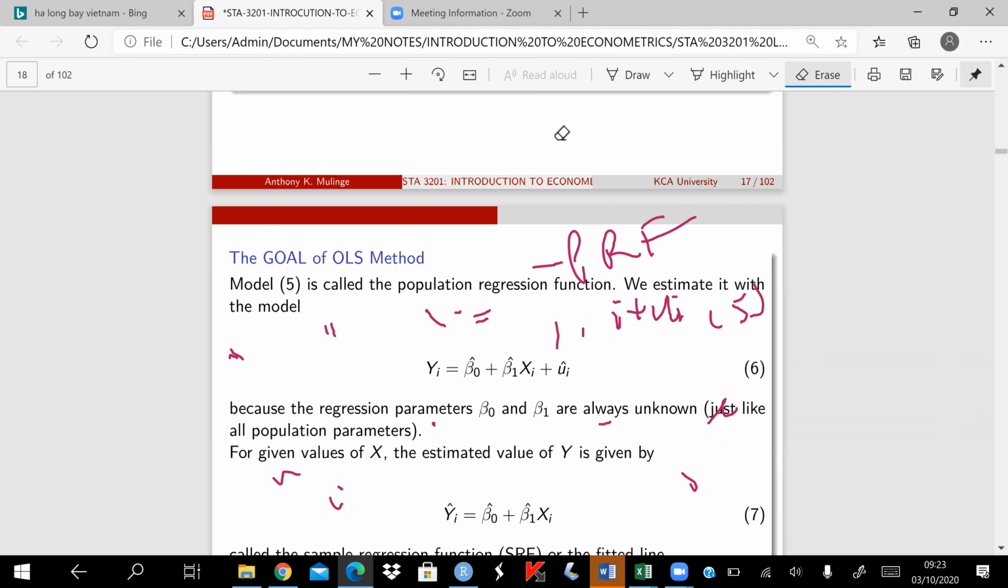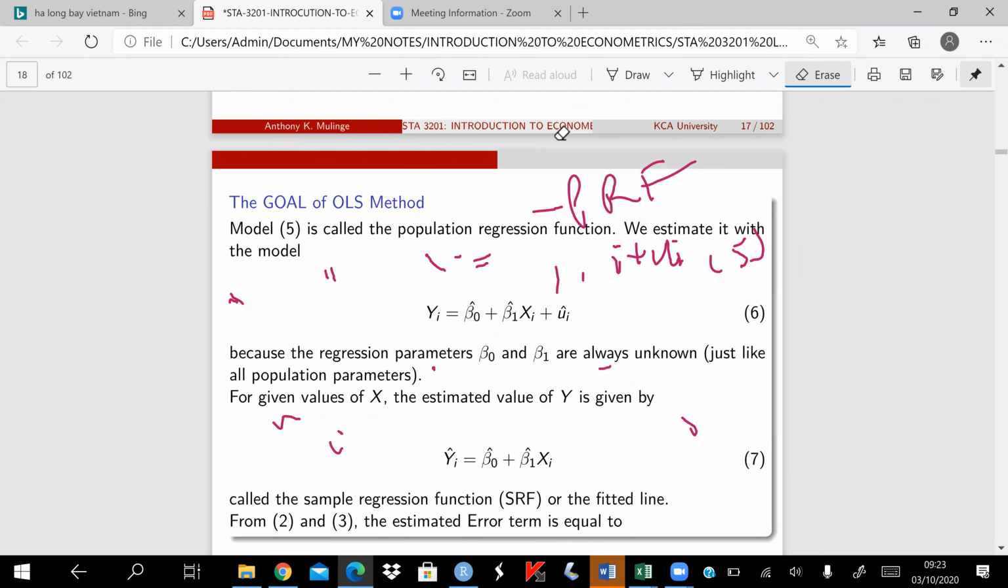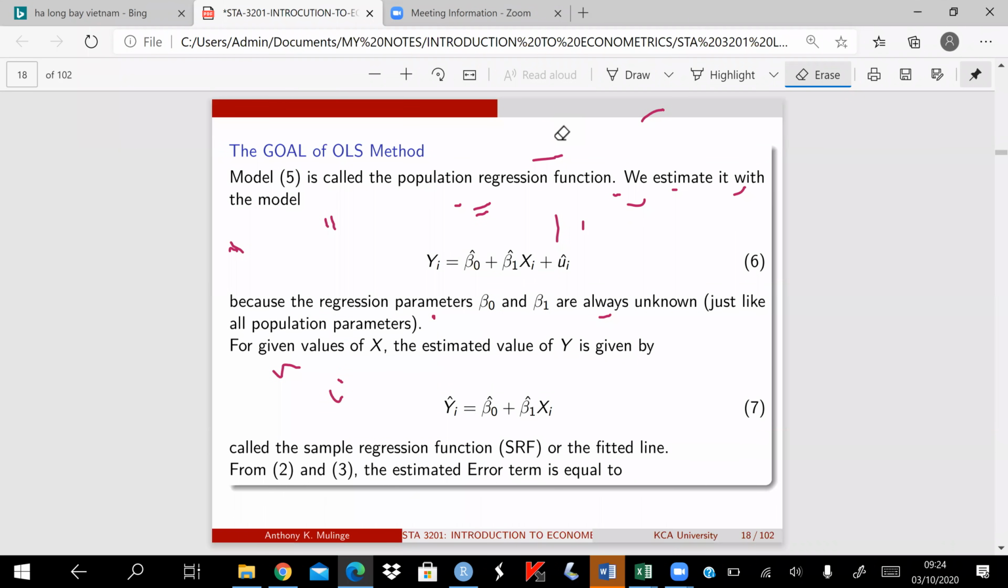Then for given values of X, if you now collect some data, the estimated value of Y is given by equation number 7. So now you express the model in this format. You have Y hat, the estimate of Y, equal to the estimate of beta naught plus the estimate of beta 1 multiplied by the observed values of X.